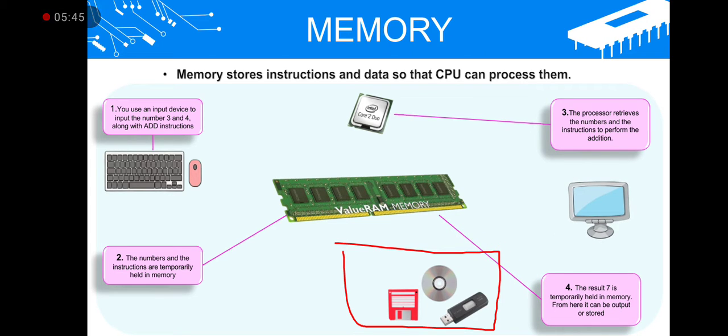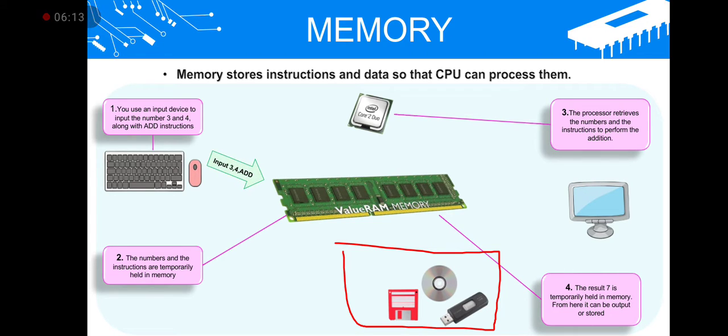Then after that, the result 7. 4 plus 3 is 7. That means the processor generates the value 7. And then it is held in the memory again. The 7 is being held in the memory. And after that, it will show the output on the monitor from the memory. From the memory, the value 7 will go to the output device and it will be shown.